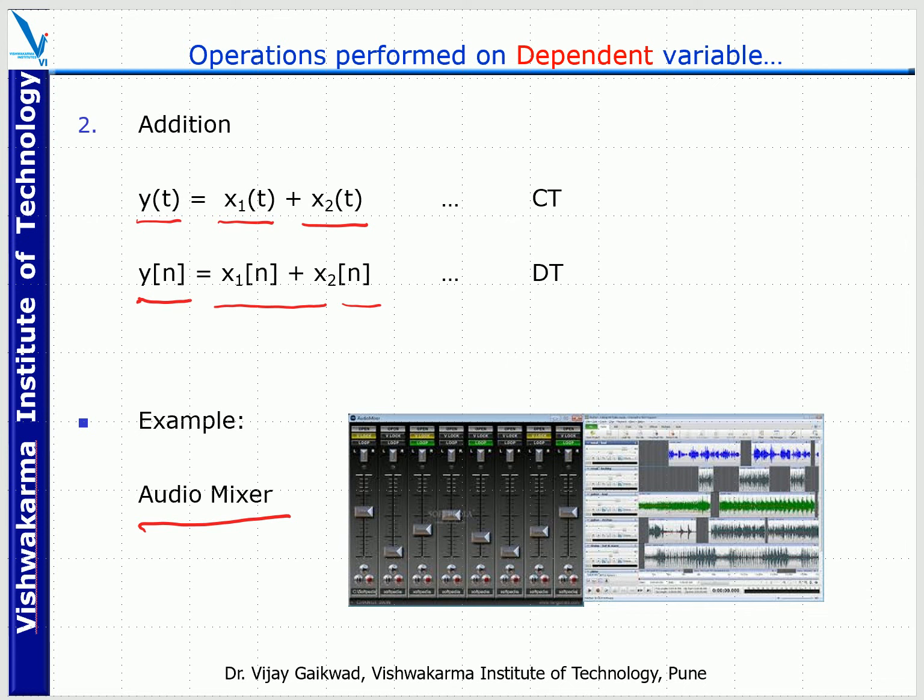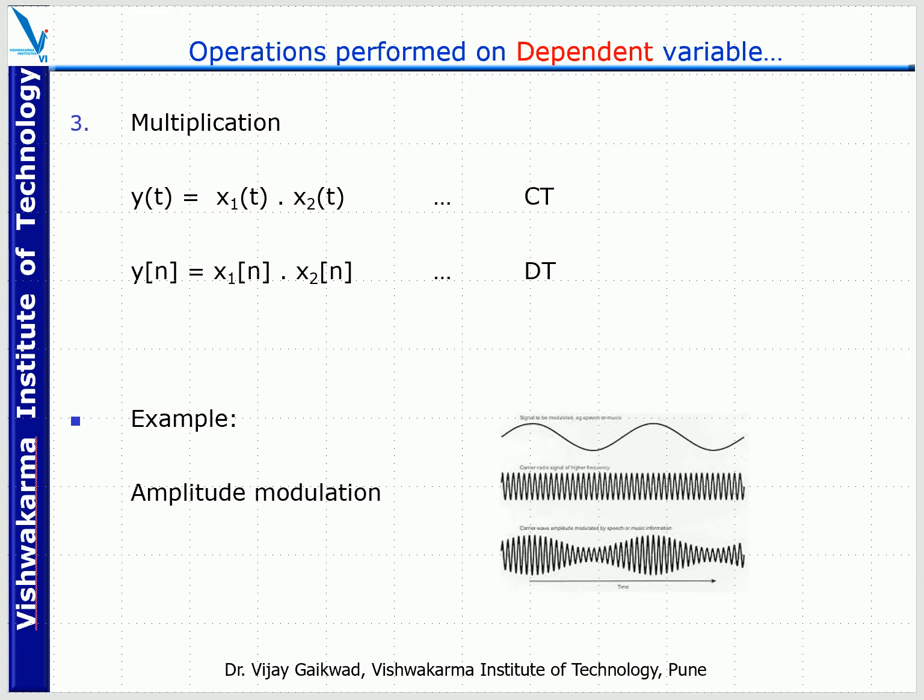Third operation can be multiplication, where x1 of t and x2 of t signals are multiplied in amplitudes and new signal y of t is generated. In discrete time signal, y of n is equal to x1 of n into x2 of n. Example of multiplication operation is the amplitude modulation.